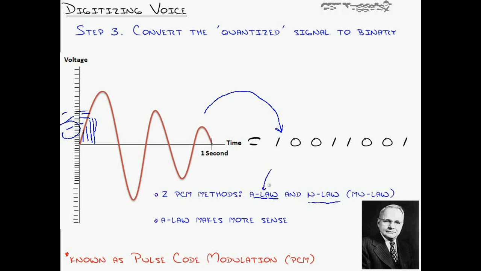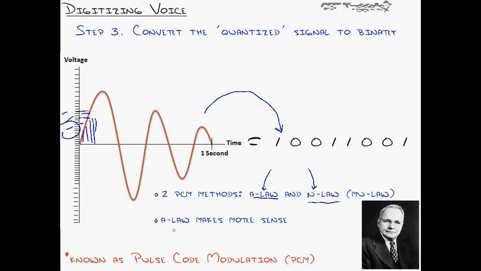Now, A law, well, I'll start over here with mu law. The way I remember it is based around this. Mu law is used in the United States of America and Japan and Canada. There's actually 3 countries that use the mu law method of encoding. A law is used in other places other than the United States, Japan, and Canada.